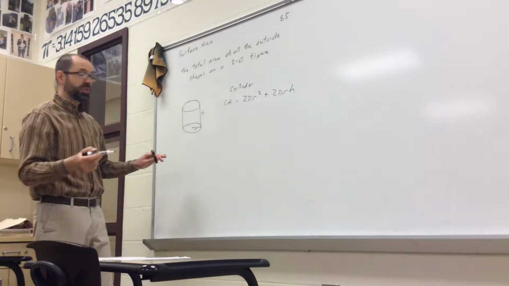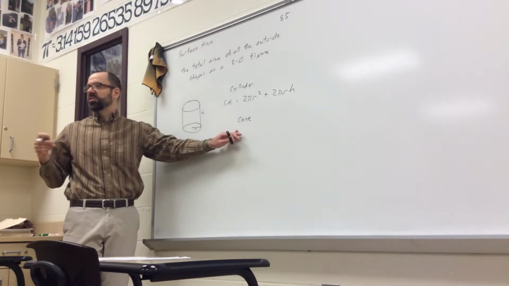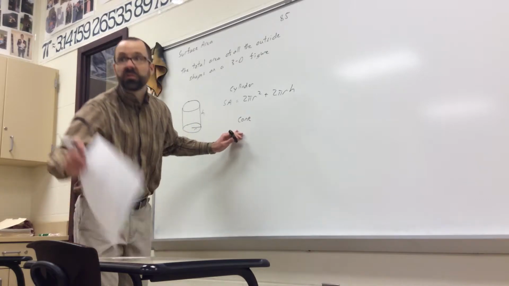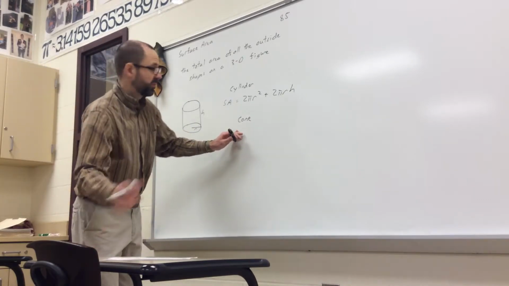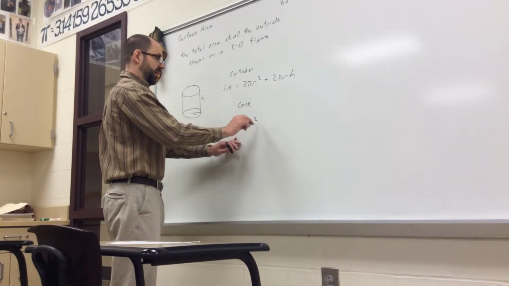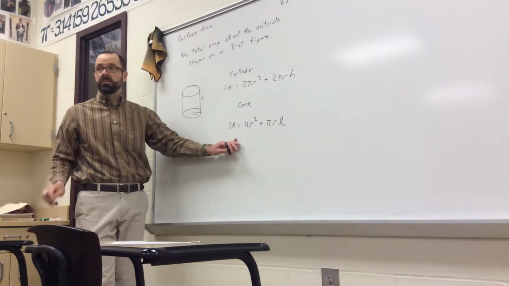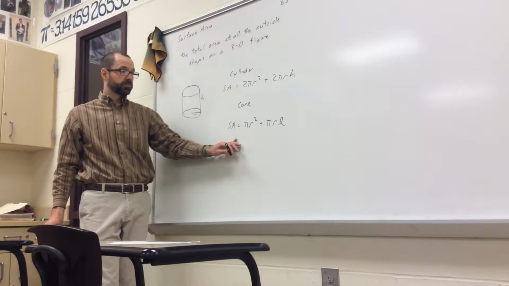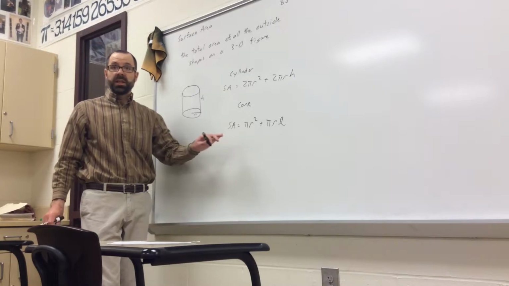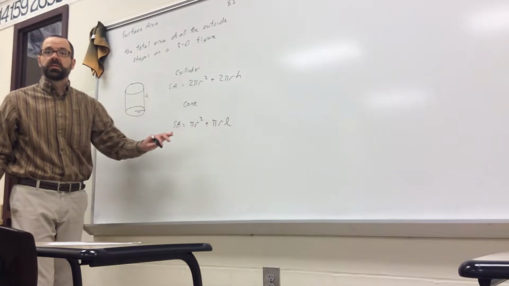Okay, then there's another shape called a cone. I'm just going to tell you what the formula is for this one. We figured out how it works for the cylinder, but for the cone, the surface area is pi r squared plus pi r L. And I need to draw you a picture of a cone so that I can explain what this L is.